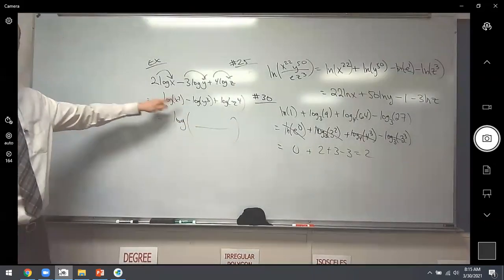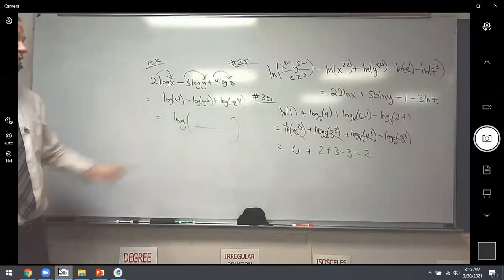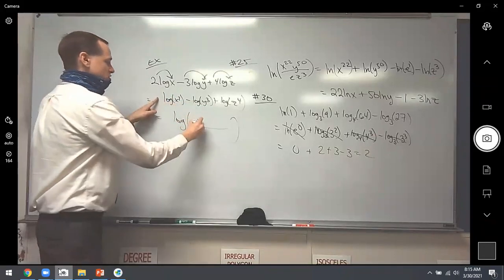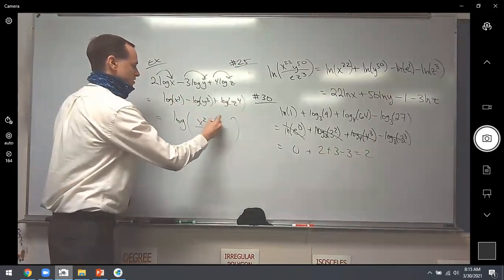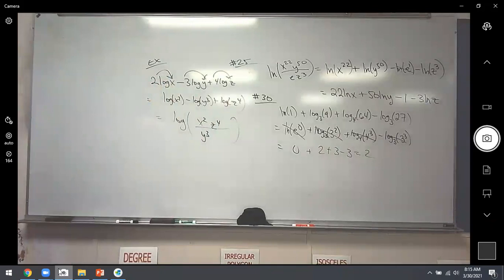The positive ones go on the top and the negative ones go on the bottom. So here's a positive one, so x squared goes on top. Here's a negative one, so the y cubed goes on bottom. And here's another positive one, so the z to the 4th goes on top. So that's how you go back and forth. Are we kind of clear on that one?